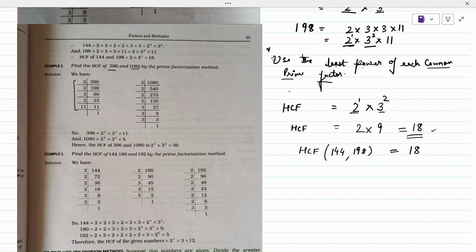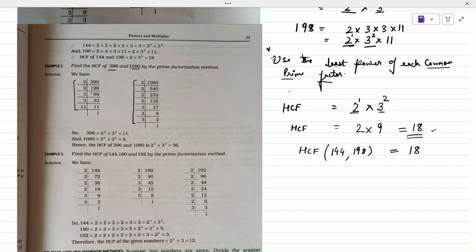Similarly for 1080, we start with 2 and divide 1080 by 2. This is 2 into 5 is 10, 2 into 4 is 8 and 0 as is. Then we keep on dividing. Till here we can divide it using 2, and then this is 135. That means we have to divide it by 5 now. So 5 multiplied by 27 will give us 135. Then 3 into 9 will give us 27, and again 3 into 3 is 9. So on. These all are the prime factors of 1080.